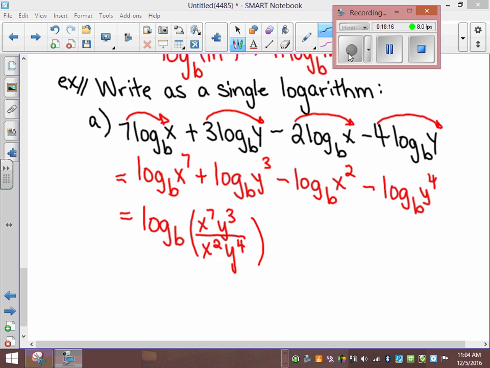Now at the top I have 7 x's. And in the bottom I have 2. So 2 cancel and I'm left with 5. In the top I have 3 y's, in the bottom I have 4. So 3 cancel and I'm left with 1. So my answer is log base b of x to the 5 over y.